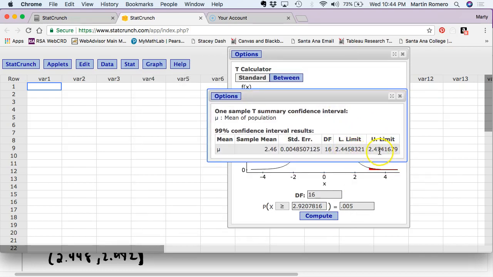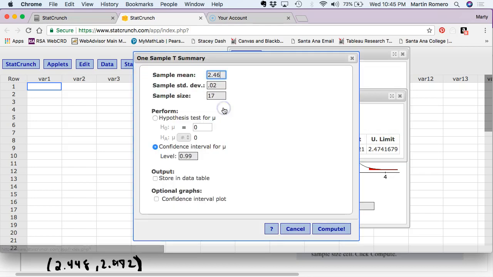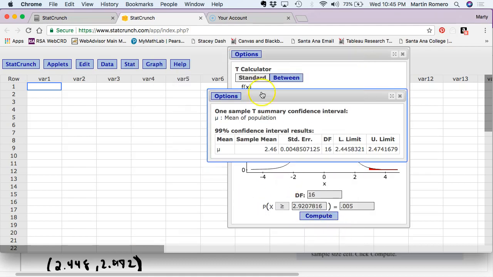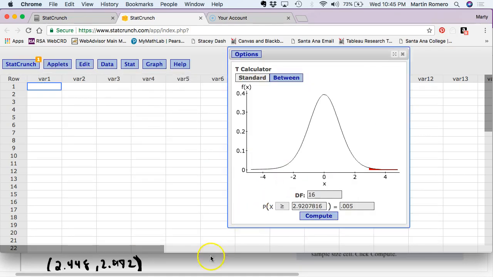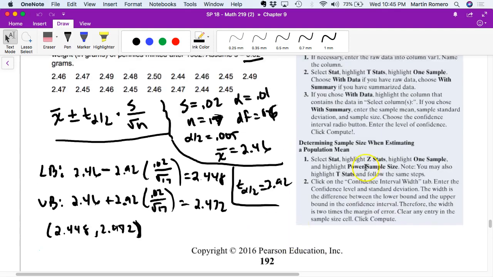2.45 to 2.48 sample mean. And we're off a little because of rounding. We're off by rounding because we rounded off, but you can see that's the way you would get a confidence interval using StatCrunch. And so the instructions are there.